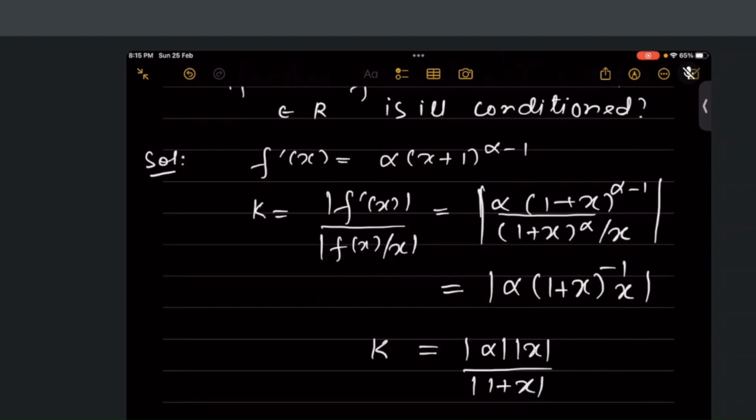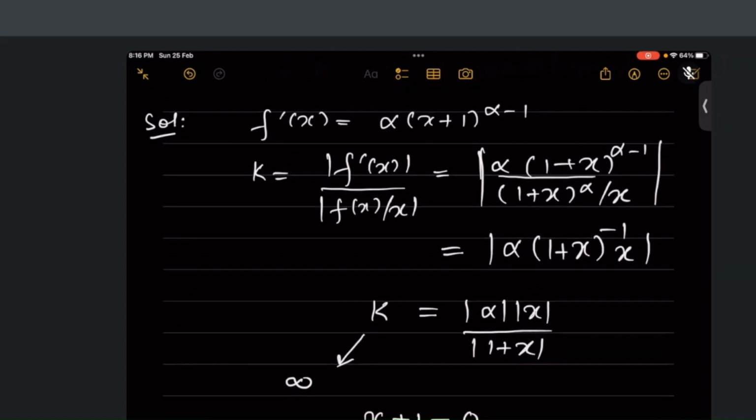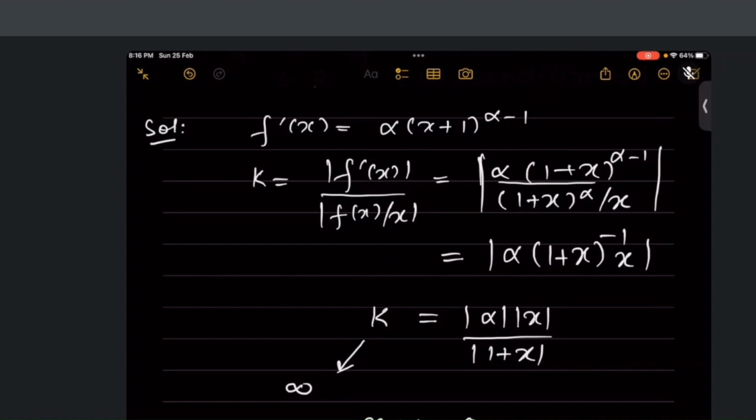So what is the value for which this system will be ill conditioned? For this system to be ill conditioned, we know that k should approach infinity. For that, x plus 1 should be equal to 0, correct? That implies x should be equal to minus 1, right? Understood, everyone? Yes.